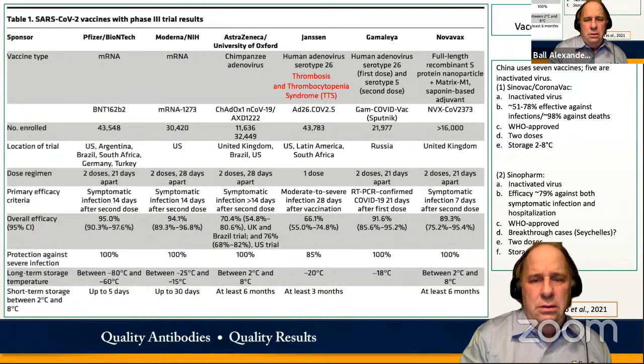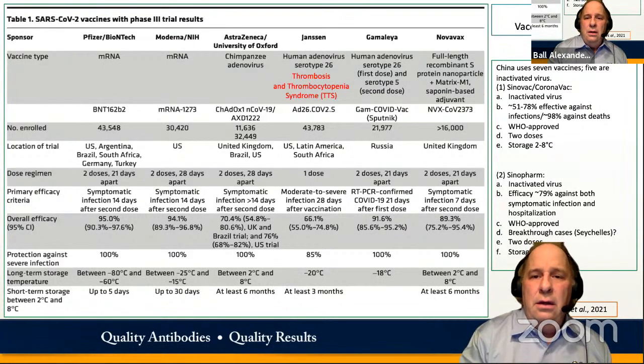The Janssen or Johnson & Johnson vaccine, the human adenovirus serotype 26. This is also an adenoviral vector. It is just 1 dose. So that's made it very useful in areas where 1 dose is easier to distribute. It was a lower overall efficacy, but again, very high protection against severe infection and death. Long-term storage also sub-zero, but at least 3 months. This was stopped, at least in the United States, for a while because of this syndrome, thrombosis and thrombocytopenia syndrome. But it was deemed that it was a very rare event, and so I think this is being redistributed now.